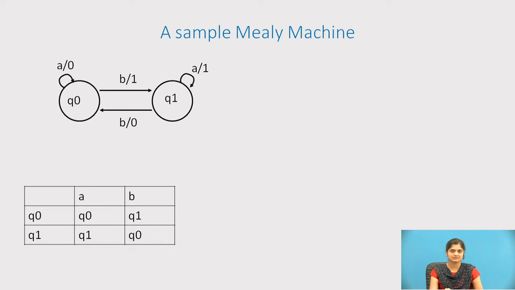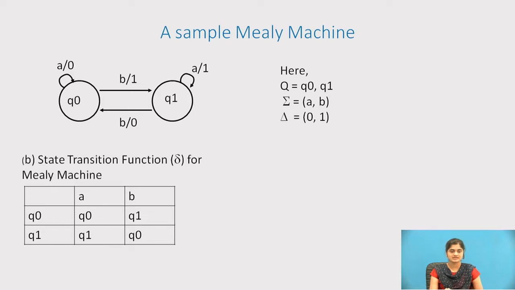Now, a sample Mealy machine. In the Mealy machine, the input as well as the output are written outside the state, in contrast to the Moore machine where it was written inside the state. So here we have both the input and output outside the state. Here Q is equal to q0 comma q1, the two states. The input alphabet has symbols a comma b, and in the output alphabet we have the symbols 0 comma 1. Below is given the state transition function delta for the Mealy machine.